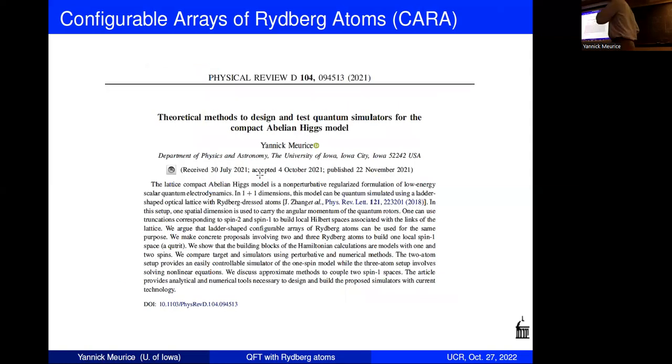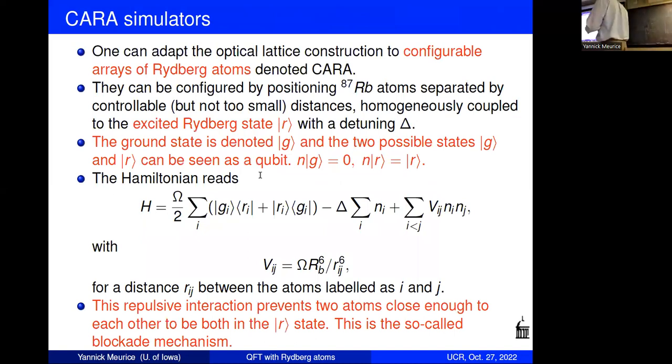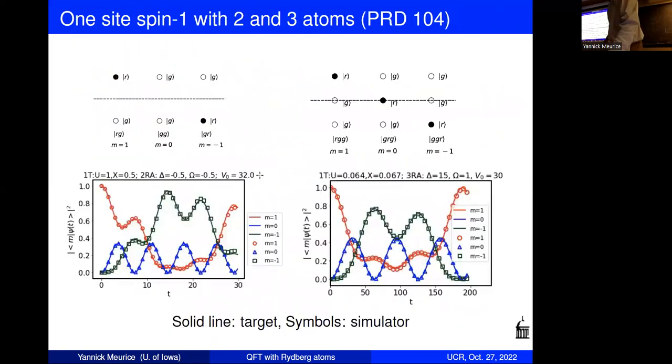And then I proposed a way to adapt the idea of the Rydberg dressed atom with Rydberg arrays, and this was published last year. The idea is to use this Hamiltonian to simulate the abelian Higgs model. And there are two ways to do it.